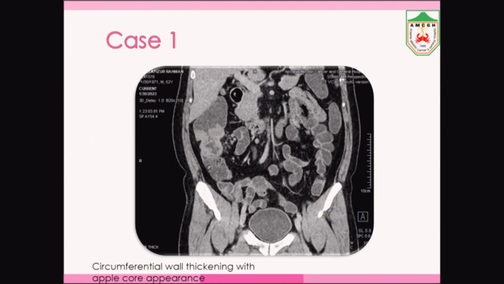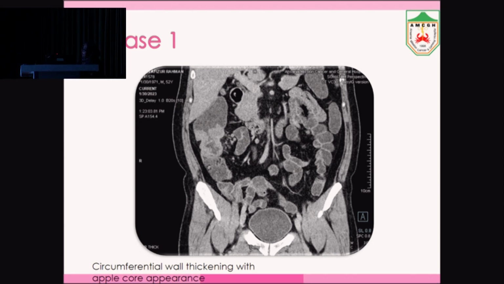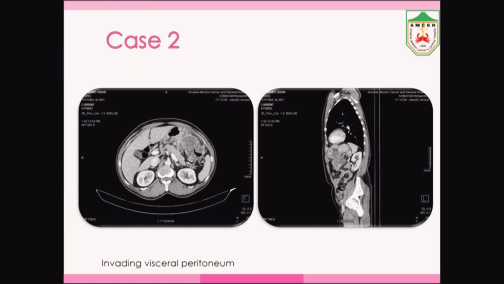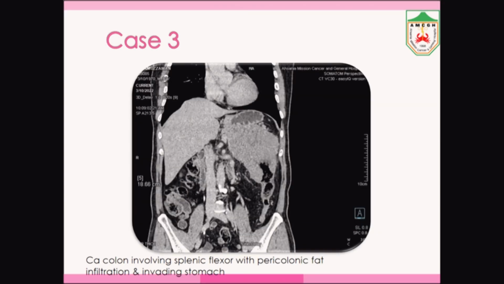This is one of our cases showing a circumferential wall thickening with apple core appearance. This is the lesion which invades the visceral peritoneum, and this is the carcinoma colon. It is affecting the splenic flexure, and there is pericolic fat stranding and invasion of the stomach.